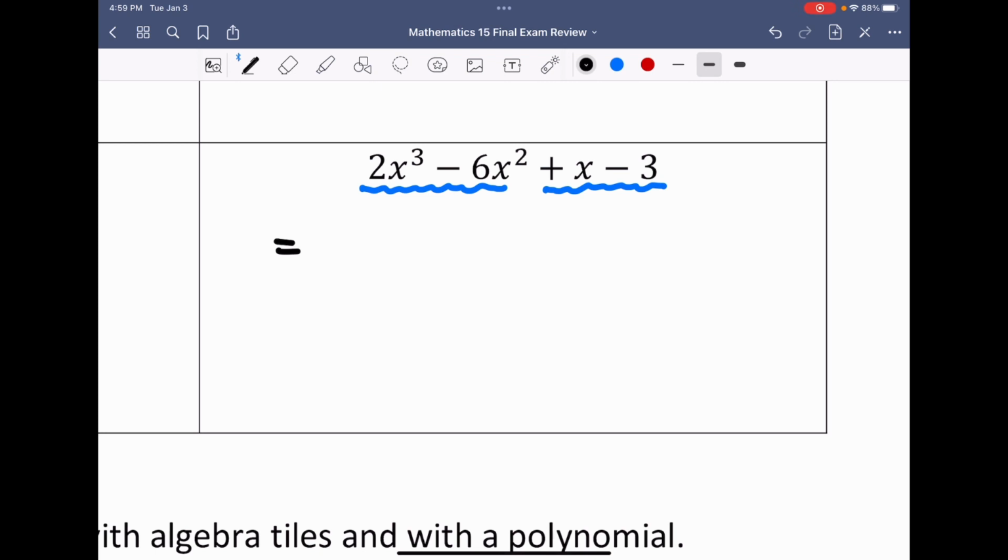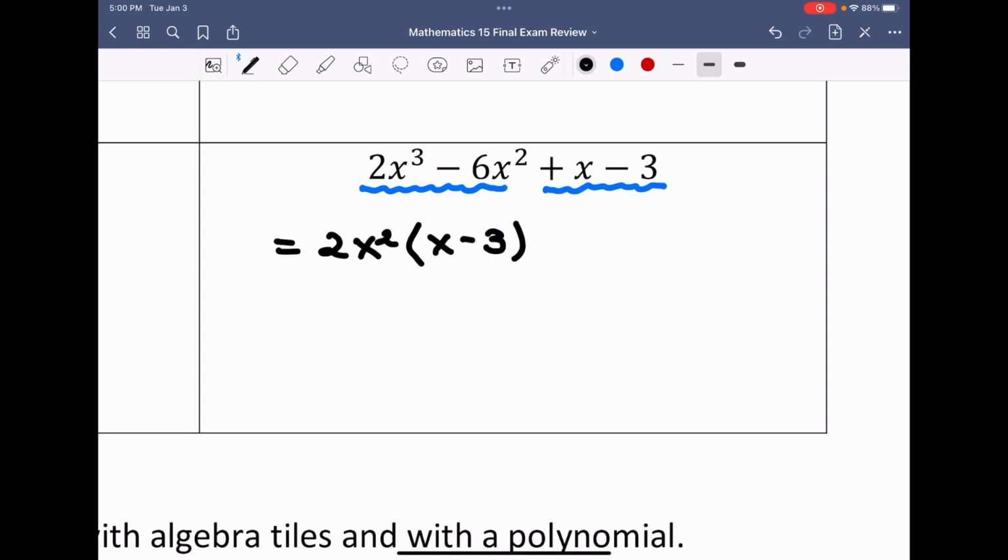Well, 2 and 6 both share 2, so I'm going to remove 2 out front. And out of x cubed and x squared, they at least share x squared, so I'm going to remove that out front. If I take a 2 and an x squared off of 2x cubed, I get x left behind. And then if I take -6 divided by 2, I would simply get -3.